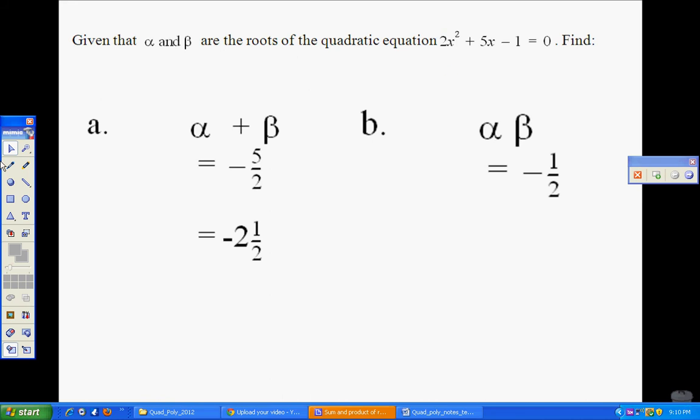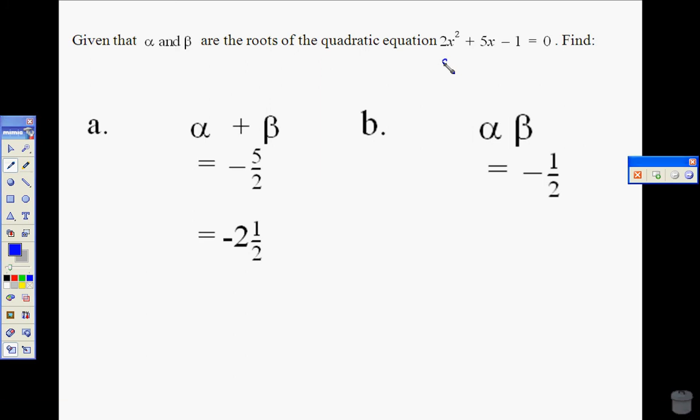In this example, what we've got to do is work out that we've got a is equal to 2, b is equal to positive 5, and c is equal to minus 1. Alpha plus beta then, again, would be equal to the minus b on a. B is 5, and a is 2, gives us minus 2.5.